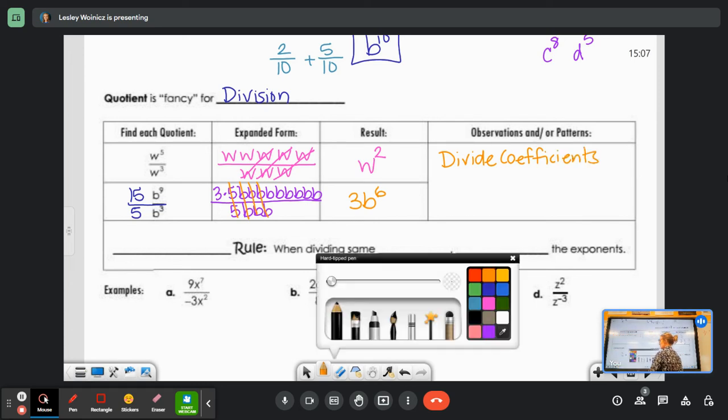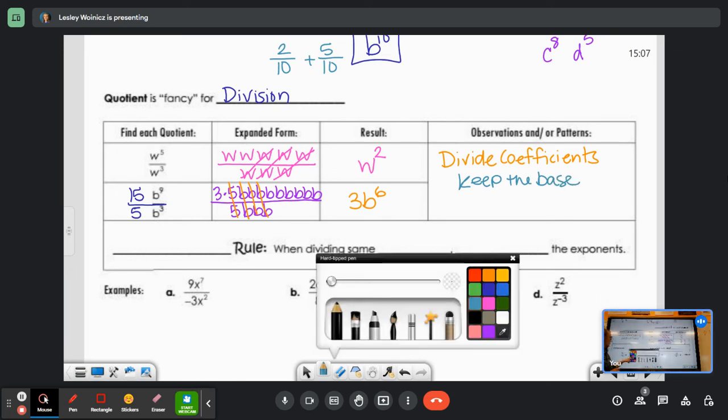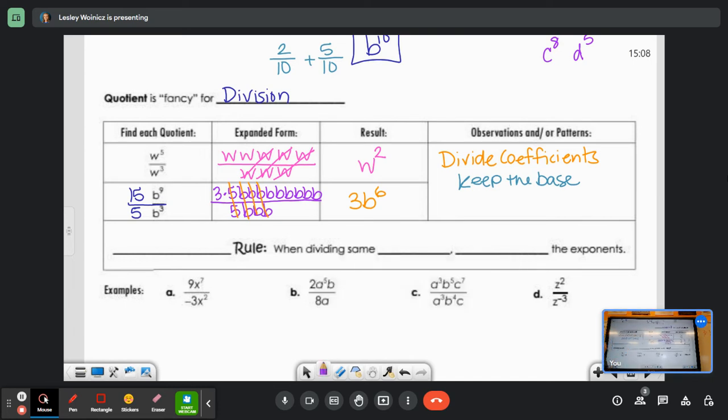Okay. Did we change the base or keep the base? Yeah. Keep the base. Okay. What do I do to the powers? So I don't have to keep expanding this every time. Yeah, because 5 minus 3 gives us 2. 9 minus 3 gives us 6. So we're going to subtract the powers.